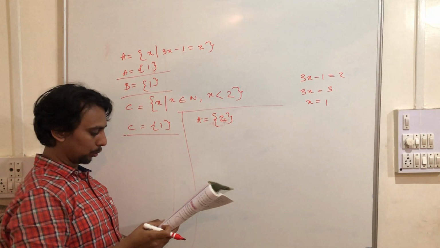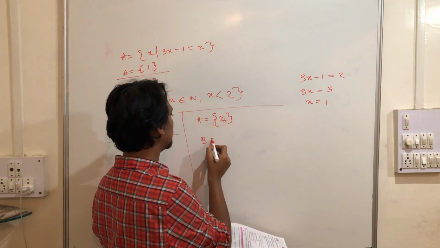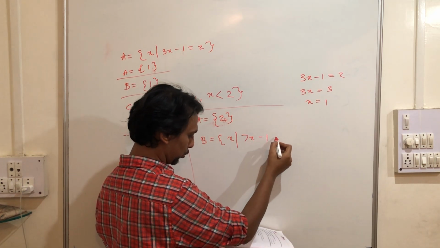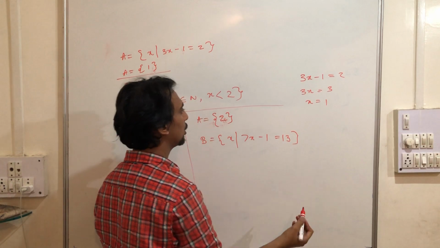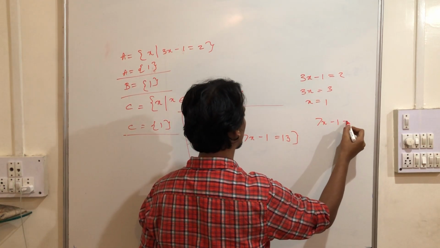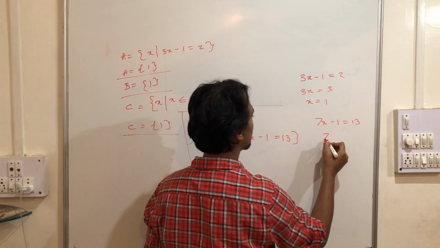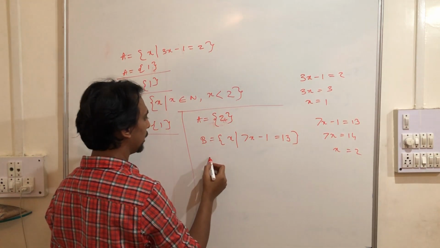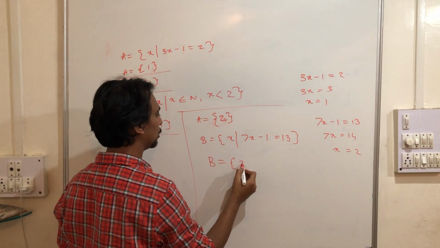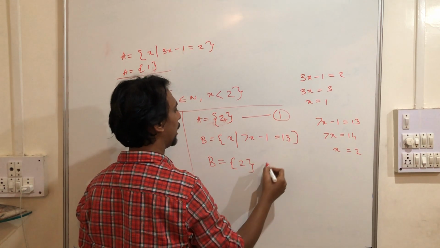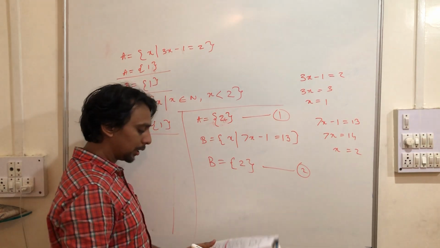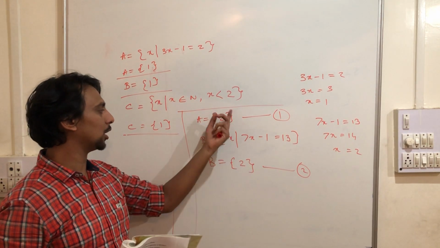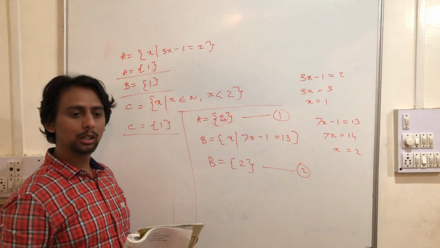And B is equal to x such that 7x minus 1 is equal to 13. So you have 7x minus 1 equal to 13, which means 7x equal to 14. Again x is equal to 2. Correct? So B is equal to 2. So from 1 and 2, the reason we will write, since they are asking to give reason for your answer, is: as the elements in the sets are equal, the sets are equal.